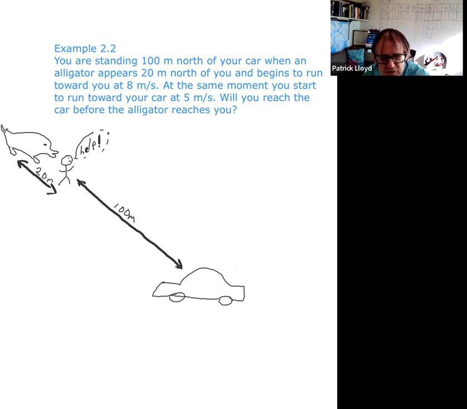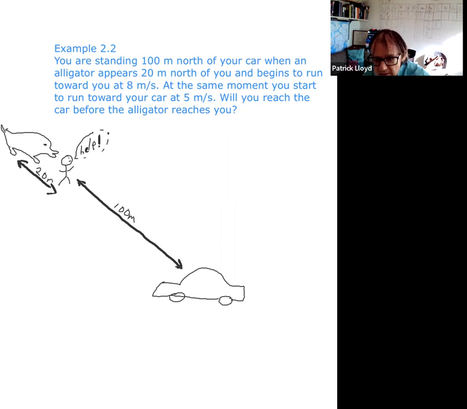So really what you want to do is figure out how long it's going to take for you to get to the car. And then for the alligator, he's trying to catch you, but you're running away. So you just have to figure out if he's going to get to the car first or not. If he gets to the car first or at the same time that you get to the car, he's going to catch you.